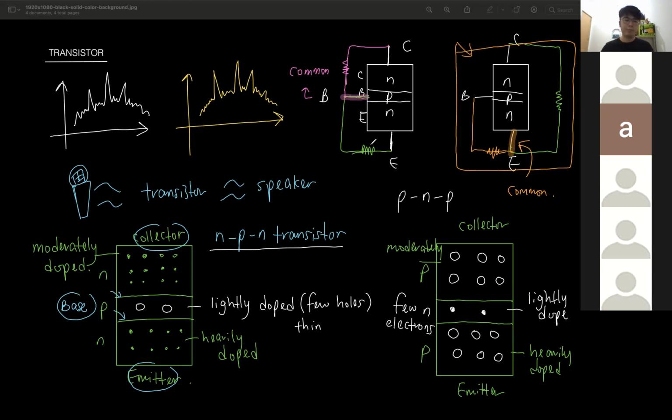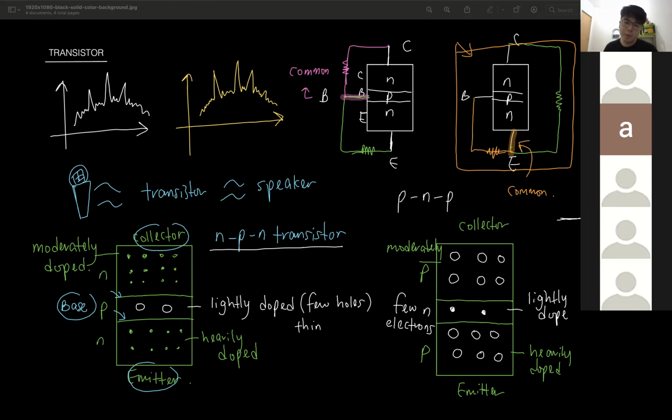Okay, now, nomenclature. What is the symbol of a transistor? The base is the one at the middle, right? So we will start our symbol like this. And then like this, we draw two arrows coming out like this.